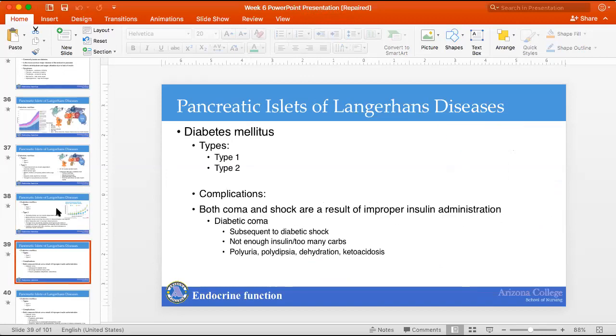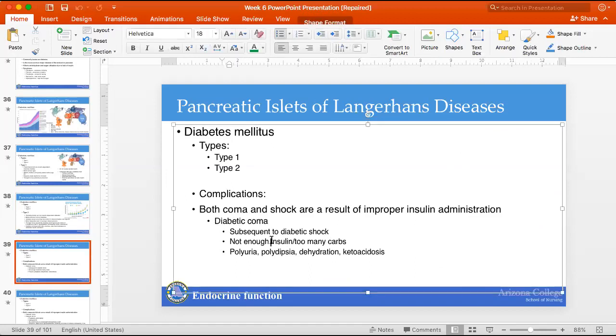So some complications, both coma and shock are a result of improper insulin administration. A diabetic coma, subsequent to diabetic shock, not enough insulin, too many carbohydrates is what leads to this. So if they gave themselves too much insulin, well, let's say they gave themselves a good amount of insulin, I'm going to eat all this candy. And then let's say they didn't eat any of the candy. Well, the little bit of glucose that they had in their system then gets taken up because of the insulin, and then they go to dangerously low sugar levels in the blood, leading to this diabetic coma.